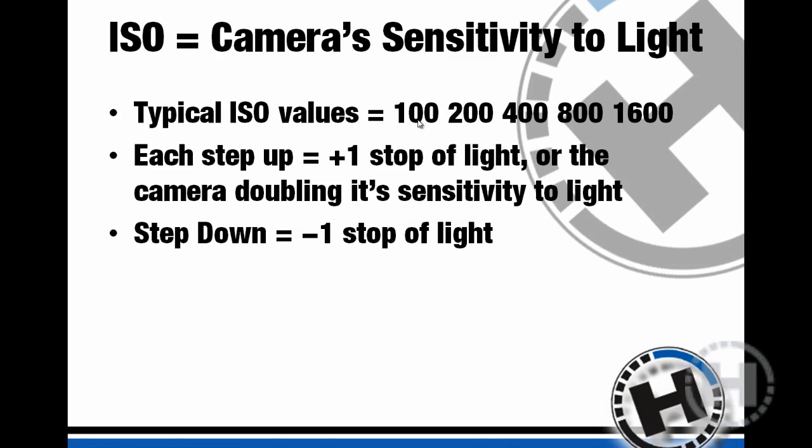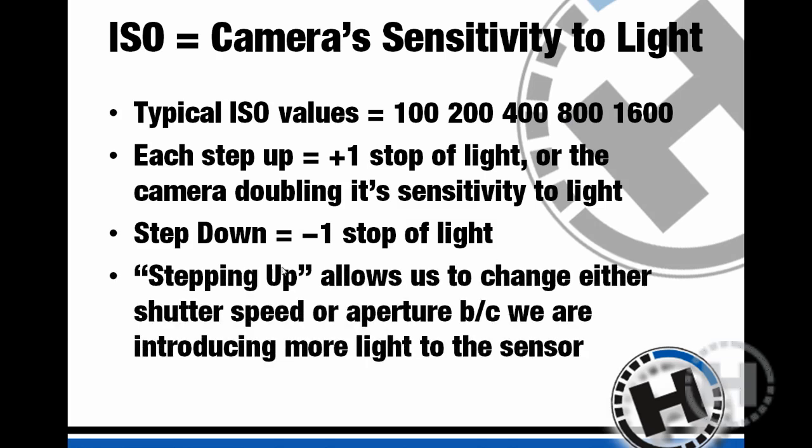So if I go from 100 to 200, we are making the camera twice as sensitive to light. And if I go from 800 down to 400, we are making it half as sensitive. So again, it's that step up and step down. When we step up and increase the ISO, it's going to allow us to change the shutter speed or the aperture to account for that extra sensitivity we have given it. That will allow us to choose either faster shutter speeds or smaller apertures.